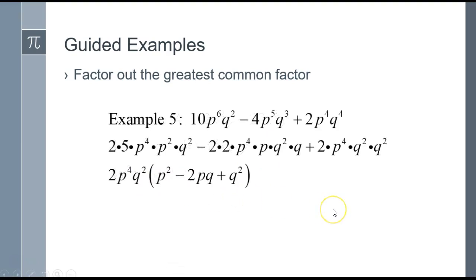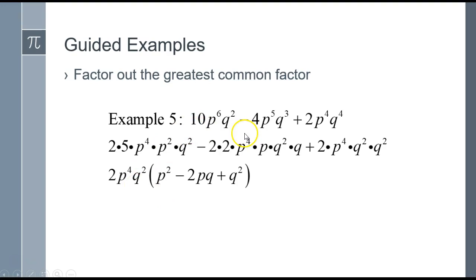So this one looks even more complicated maybe, but really it isn't if you just follow the process. You have a 10, a 4, and a 2 as the coefficients in each term. They have a common factor of 2, so that's the number you can pull out. Then you have p in each term. The smallest exponent is a 4, so a p to the 4th goes on the outside. Q shows up in every term, and the smallest exponent is a 2, so that goes on the outside.